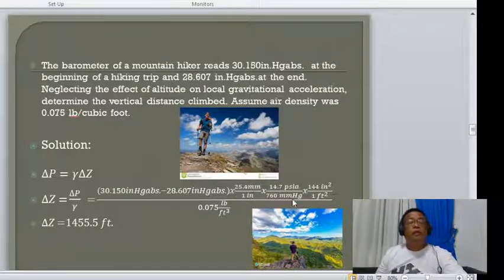Okay, finally we got the change in elevation as 1455.5 feet. So that is the elevation traveled by the mountain hiker. Of course, that is the highest elevation reached by the mountain hiker.